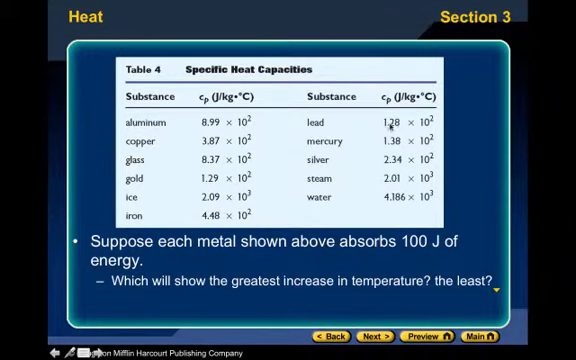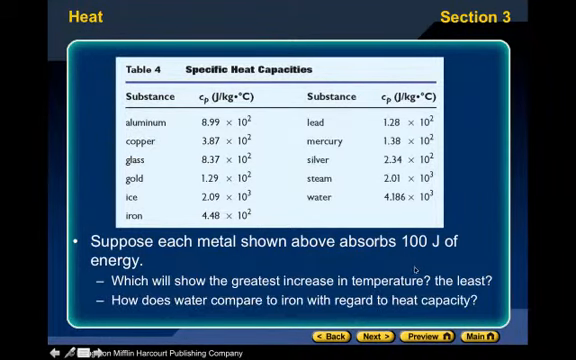How does water compare with iron? Look at water. Water is 4.186 times 10 to the third, compared to iron 4.48 times 10 to the second. Water's the best. So it takes a lot more energy to raise that water a degree, which is why people who live by the ocean have more moderate climates, because big bodies of water are able to moderate the temperature around them.